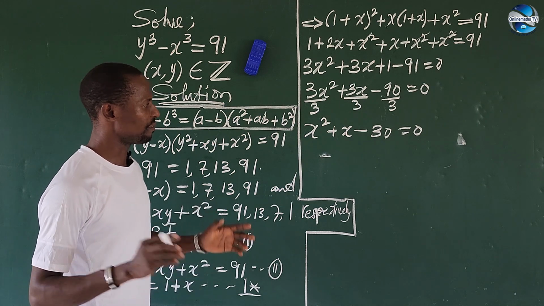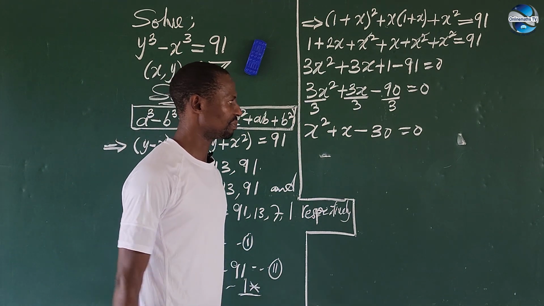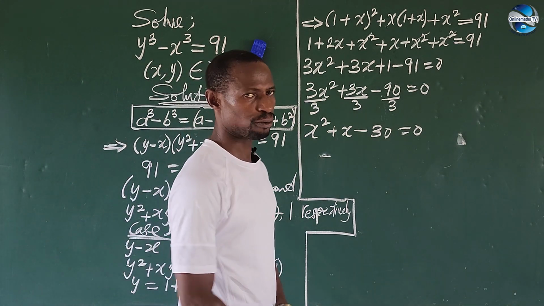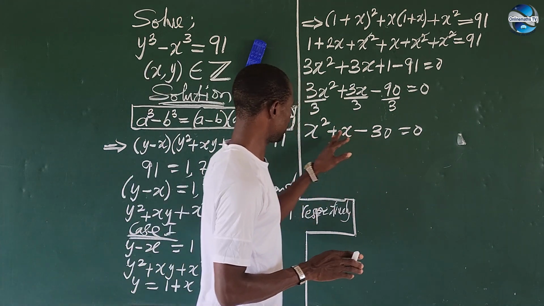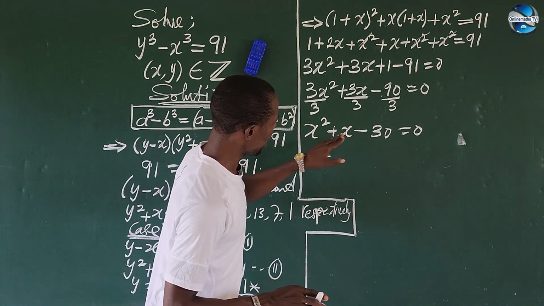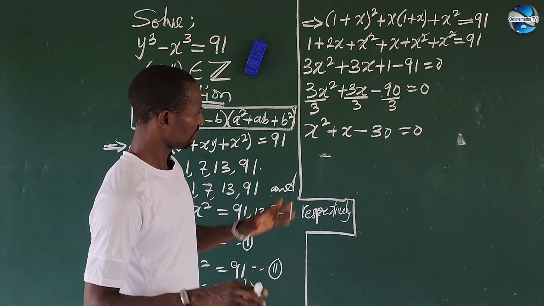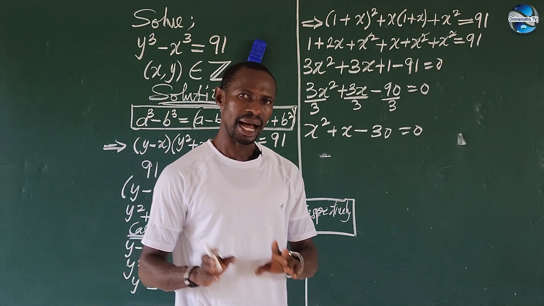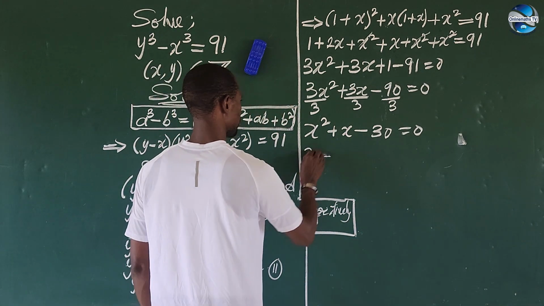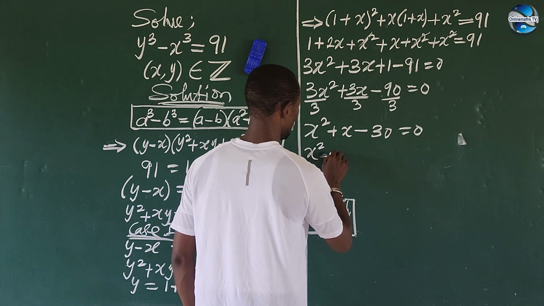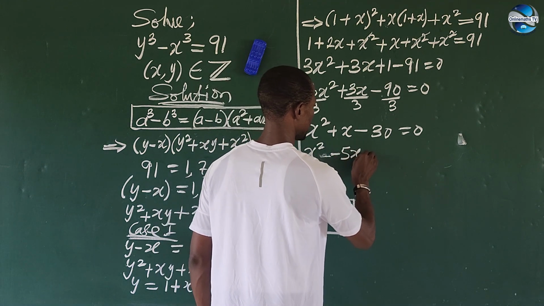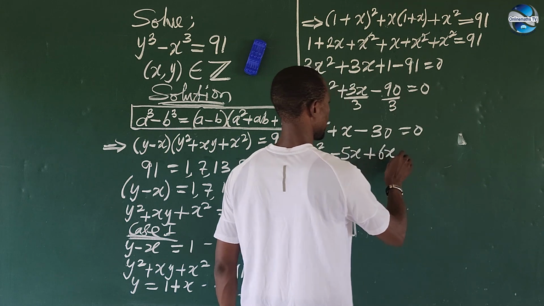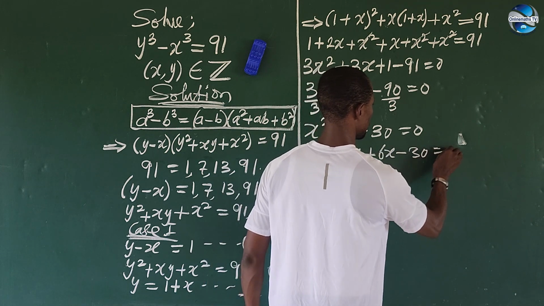Okay. So from the factors of 30, we look for 2 of them that when multiplied together will give us minus 30, and added together will give us x. That will give us plus 6 and minus 5. So this is going to give us x squared, then minus 5x plus 6x minus 30 equal to 0.